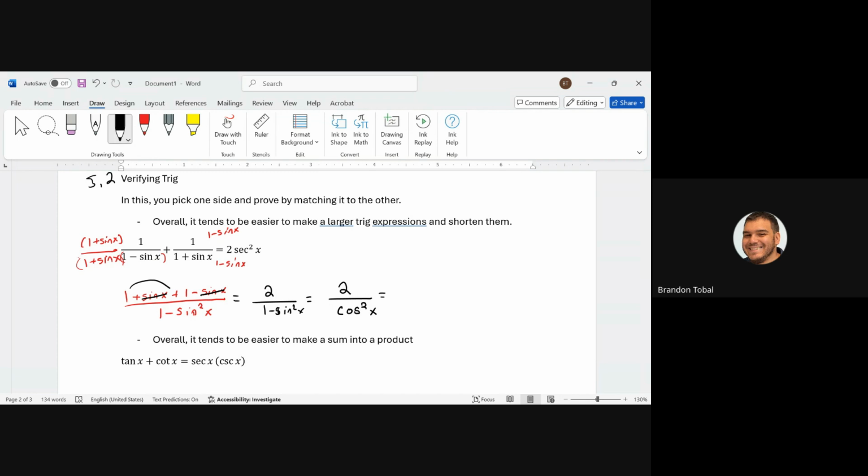I don't really want that. And plus, I know what I'm looking for anyway. So I'm going to bring it to the top. When cosine goes to the top, it becomes secant. So secant squared x, which matches what I was looking for. So box it off. You're good.